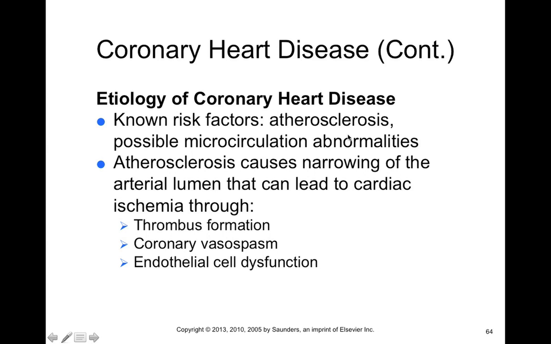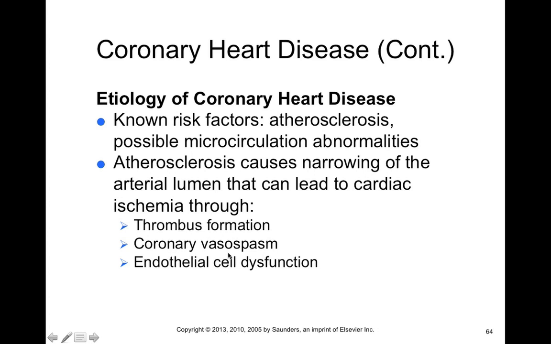which is a scarring and narrowing of arteries. Other possible microcirculation abnormalities can affect whether the heart gets a sufficient amount of blood flow. And this atherosclerosis causes a narrowing of the arterial lumen that can lead to ischemia through a variety of factors. It can lead to ischemia through the formation of a thrombus, because atherosclerosis can cause weakening of the vessel wall, and if that vessel wall tears, a thrombus can form.